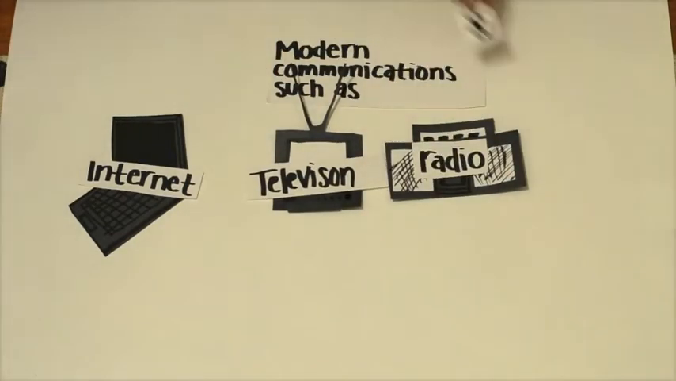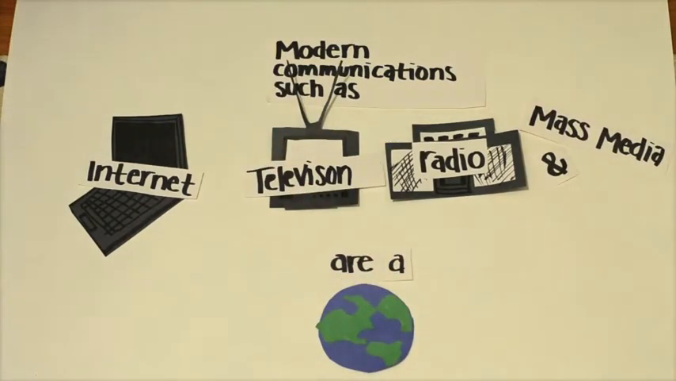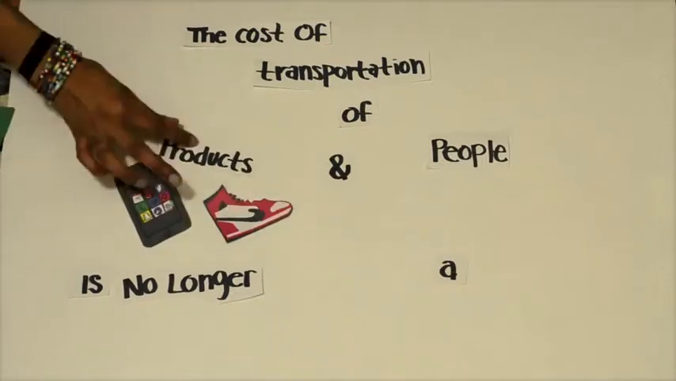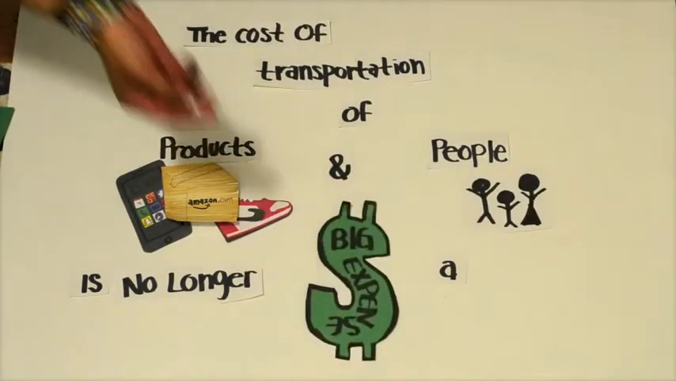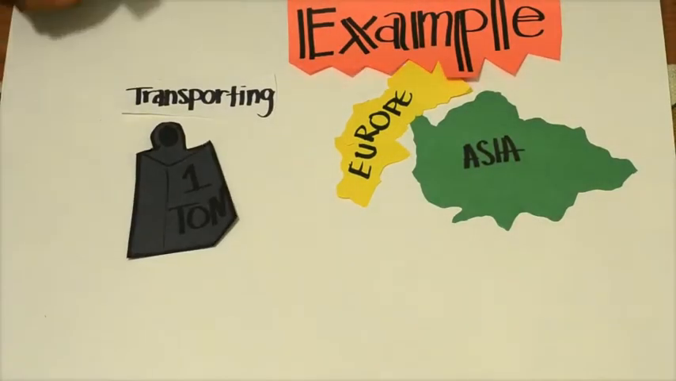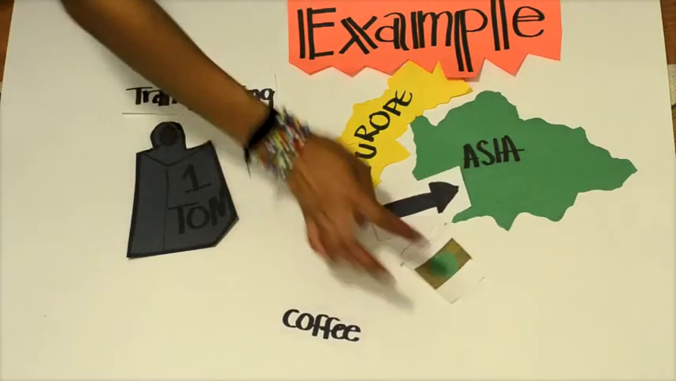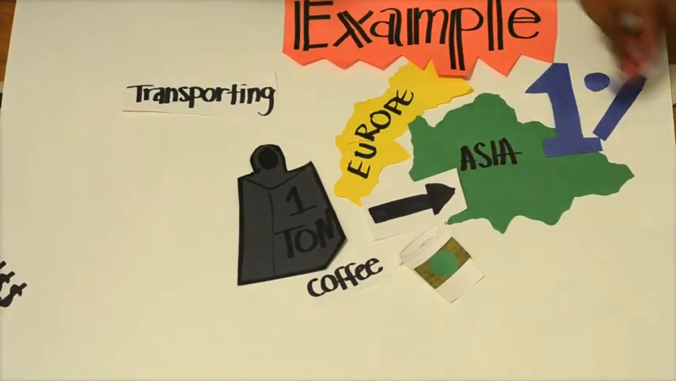Modern communications such as internet, television, radio, and mass media are a global standard. The cost of transportation for products and people is no longer a big expense. For example, transporting 1 ton of coffee from Europe to Asia only accounts for 1% of its selling price.